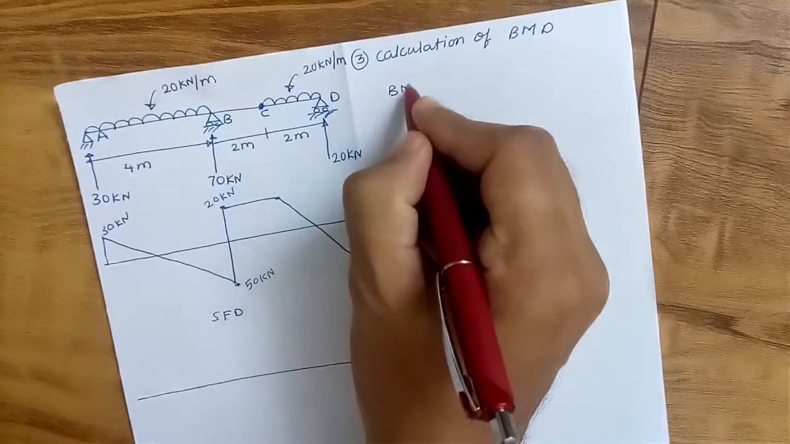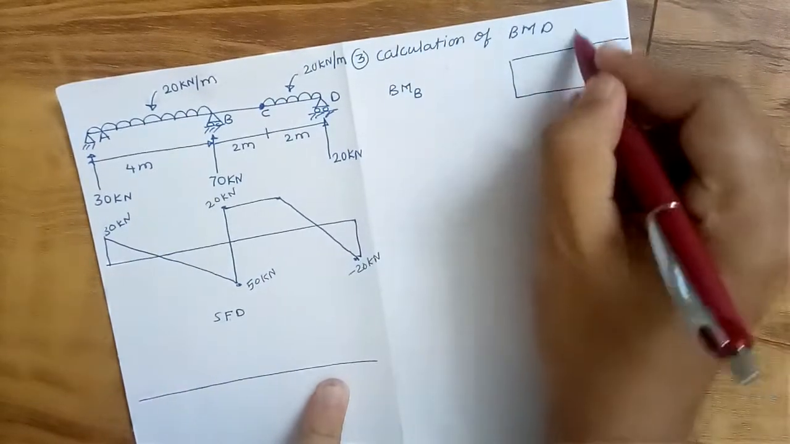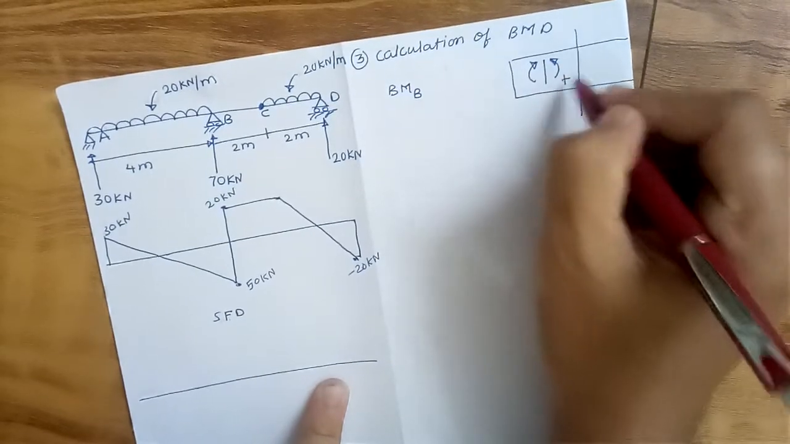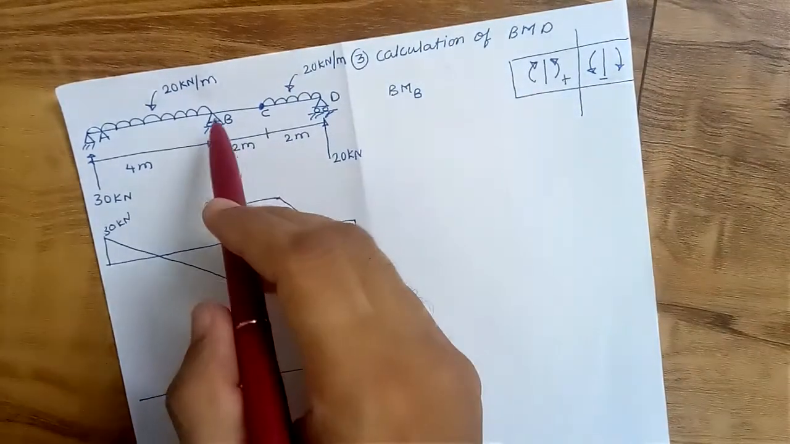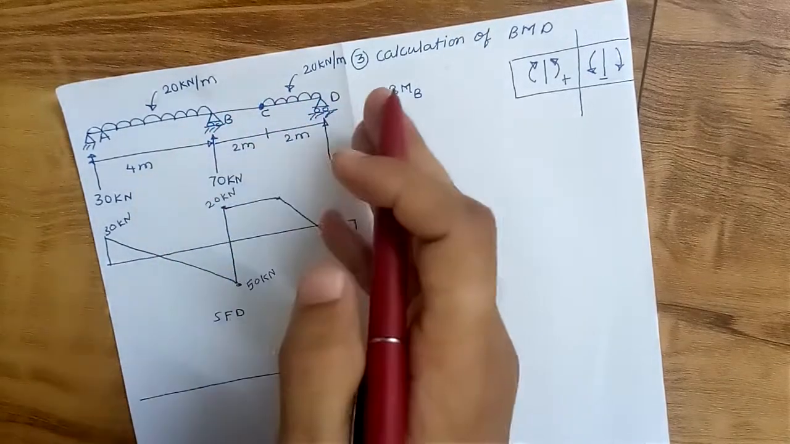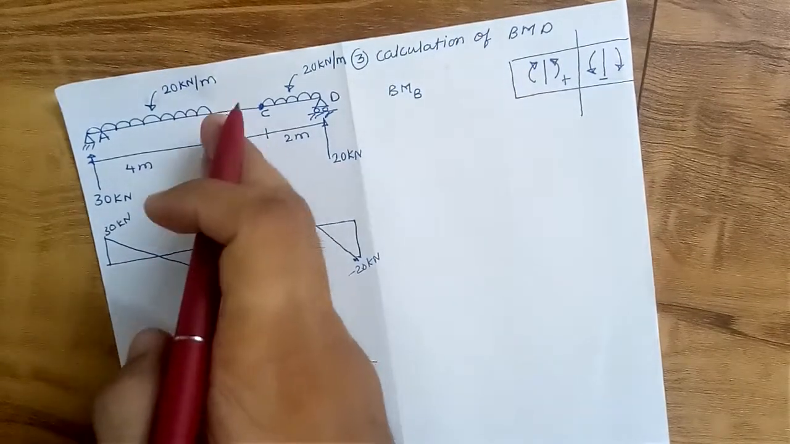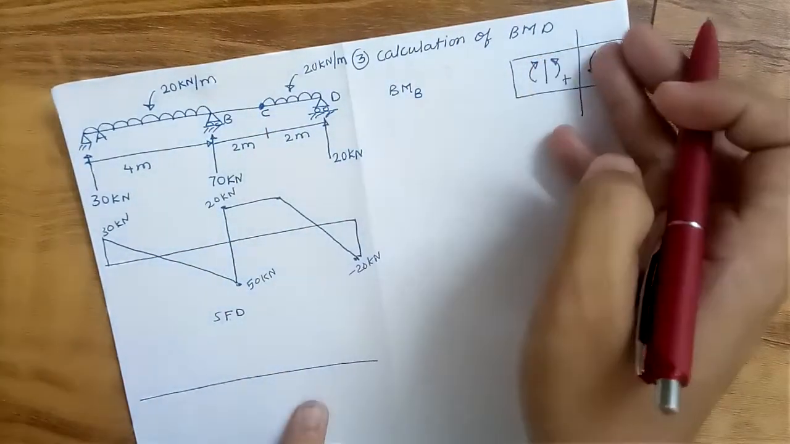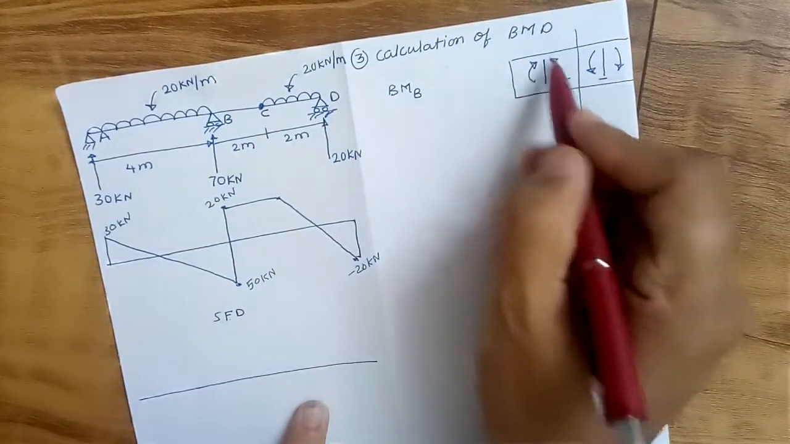So, bending moment at point B. We know the sign convention like this: this is positive and this is negative. While calculating the bending moment at point B, let us consider the right side from point B. Taking the right side from B, it is in the anti-clockwise direction, so that will be considered as positive.